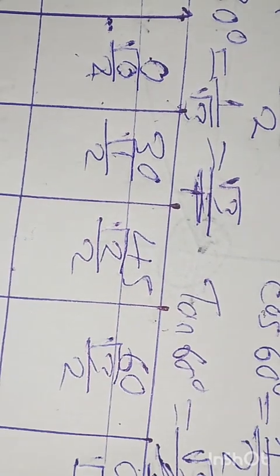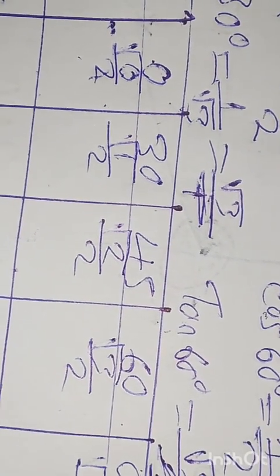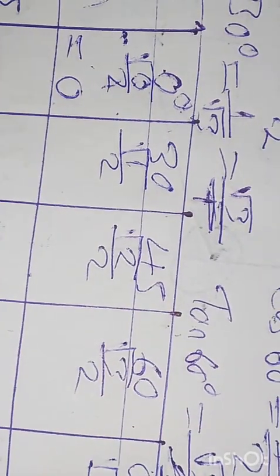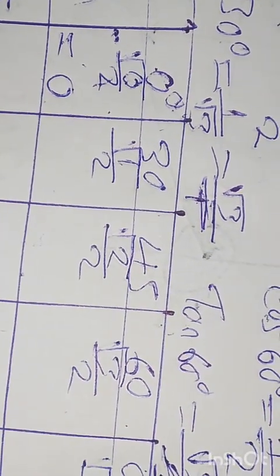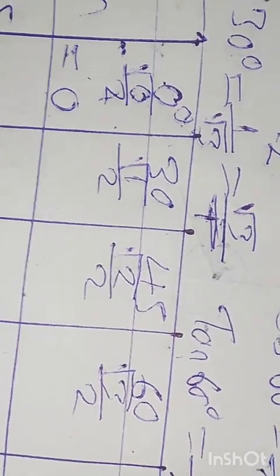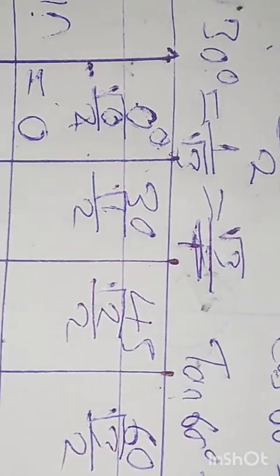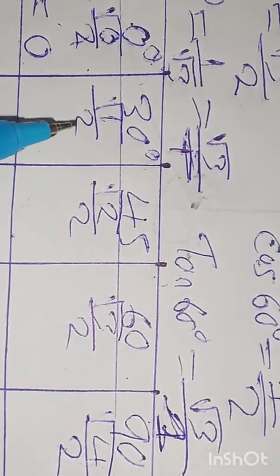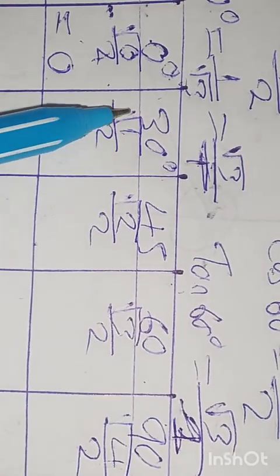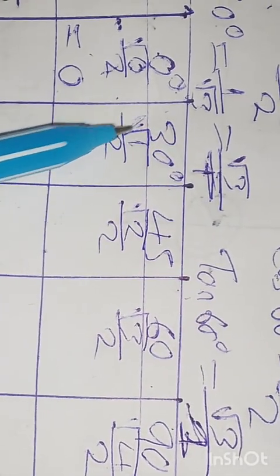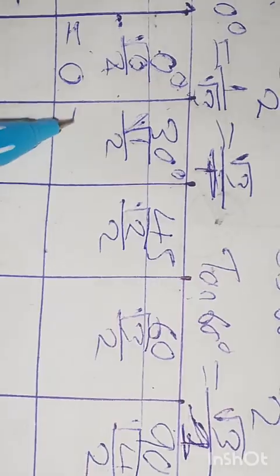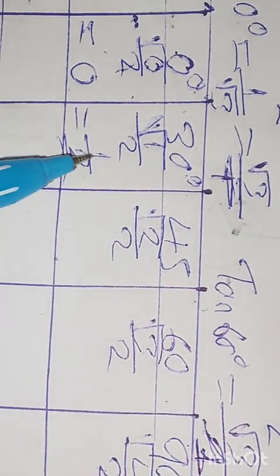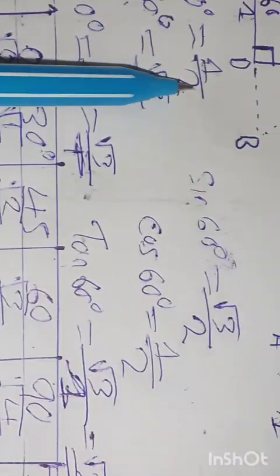We start with 0. What's the root of 0? It's 0. 0 over 2 gives us 0. So sine 0 degrees is 0. That's why the graph for sine always starts at 0, 0. Then you go to 30 degrees. So we have root of 1 over 2. What's root of 1? It's 1. So we remain with 1 over 2. So sine 30 degrees is 1 over 2. We even answered it here, 1 over 2.